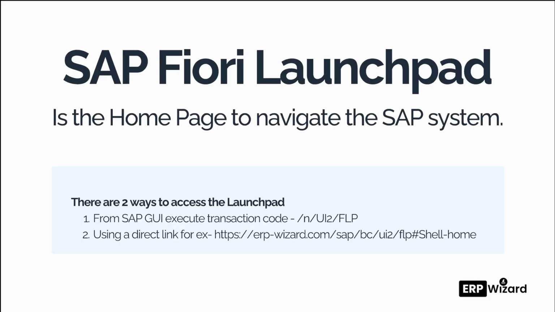The transaction is /n/ui2/flp. Now the second way to access is using a direct URL or a direct link. So your administrator can share the link with you for your system, and you can just click on that link, give your credentials, and you will be logged into the SAP Fiori Launchpad using a browser. Now both methods in the end take you to your browser, open as a web page.